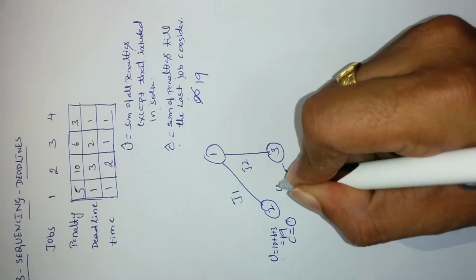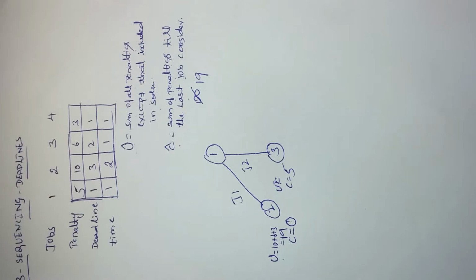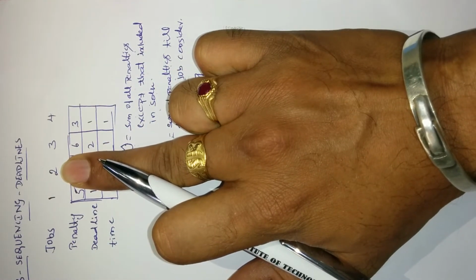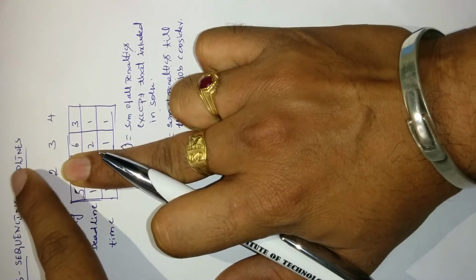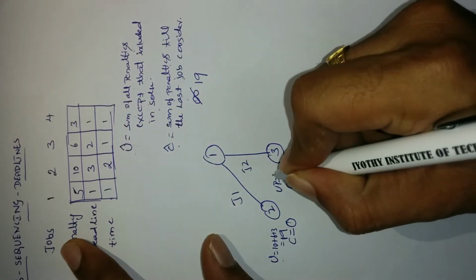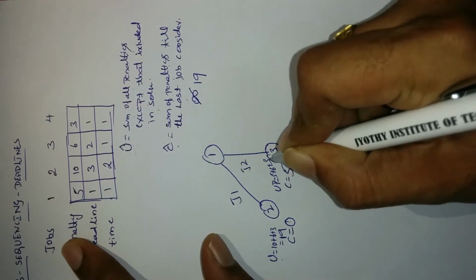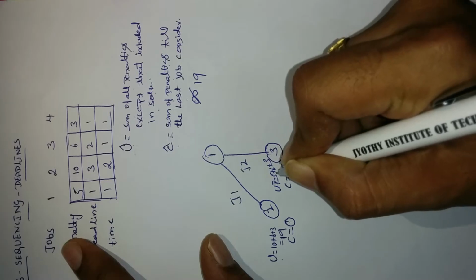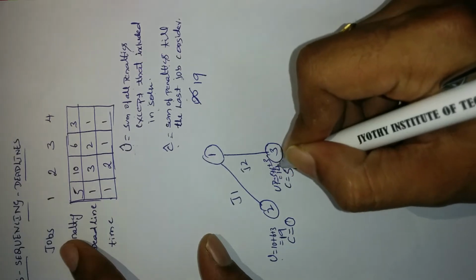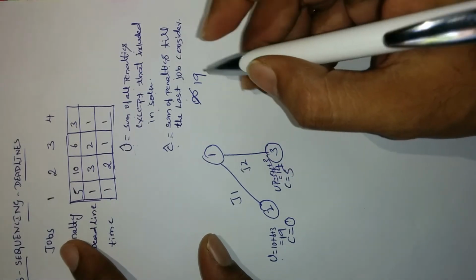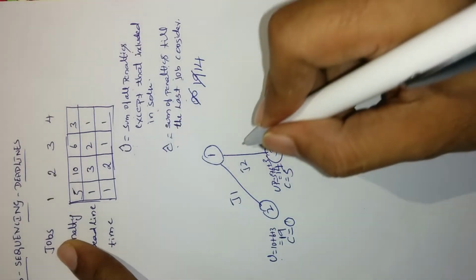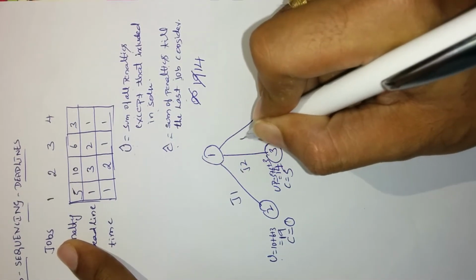What is the upper value? Job 2 we are taking, so the upper value will be the remaining, excluding job 2: 5 plus 6 plus 3. 5 plus 6 is 11, plus 3 is 14. 19 is greater than 14, right? So we have to put 14 here. Clear? Next, go for job 3.